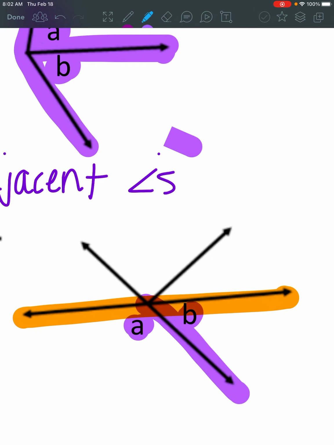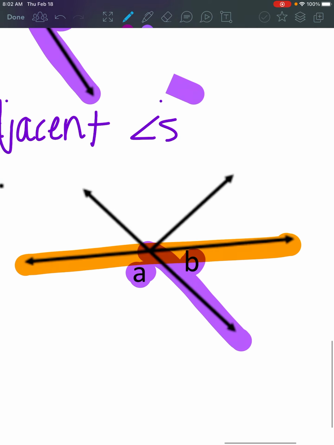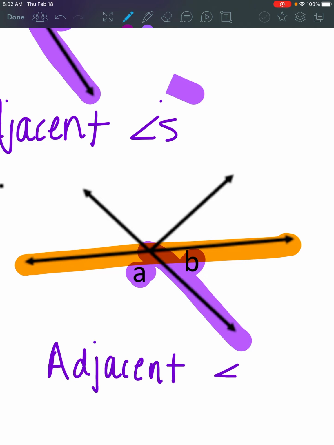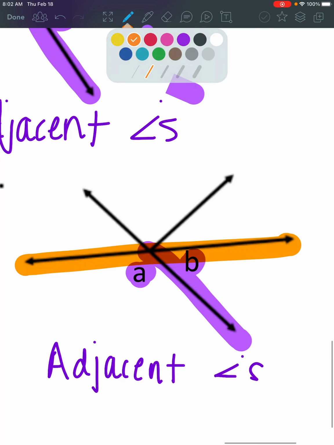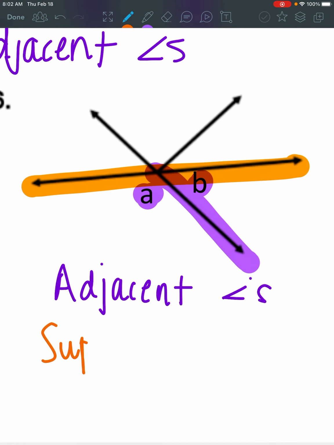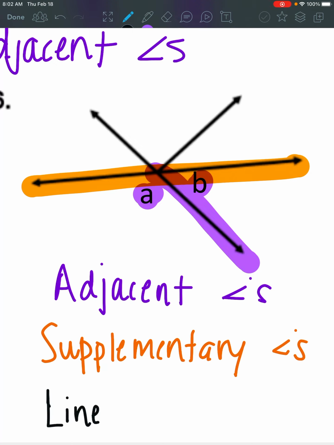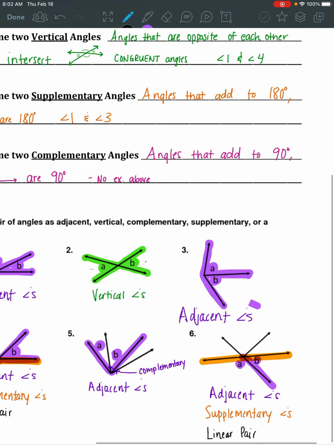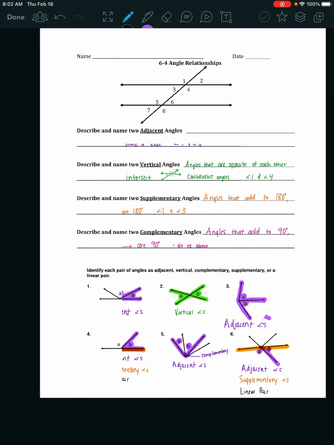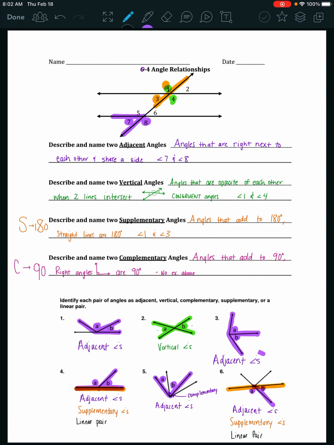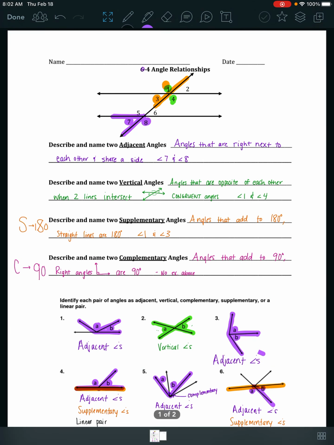They share a side, so they are adjacent. So again, this falls into several categories, very similar to number 4. So they're adjacent, they're right next to each other. They are supplementary because they add to 180, a straight line. And then lastly, like we said in number 4, they do form a straight line, so that's what we call a linear pair. So that's just identifying angles, being able to use our 4 definitions and looking at different types of angles and which category they fall into.